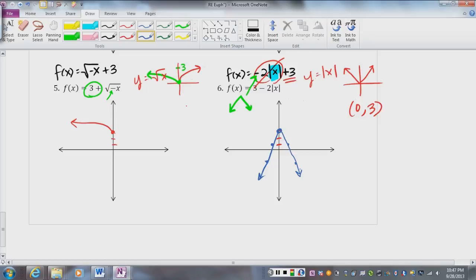And that is how we have changed this parent function here. We moved it 3 units up, flipped it upside down, and stretched it.